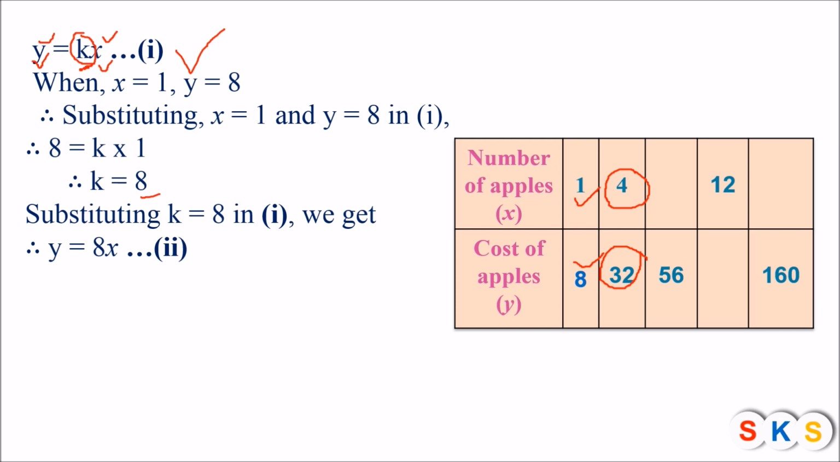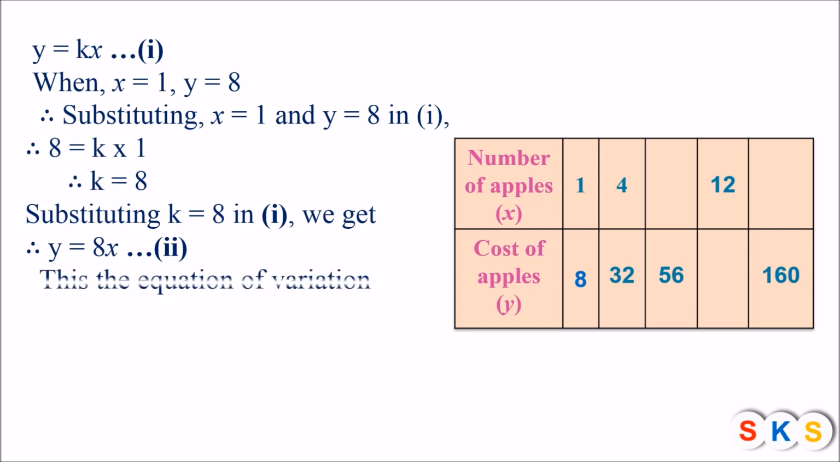You can see now over here, we know the cost of apples. We know the cost of apples, that is 56. That means we know the value of y. And we have to find out the number of apples. That means we have to find out x. So I know the value of y. What is the value of y? It's 56. So we are going to substitute here the value of y as 56 in equation number 2. Okay, so let's see here.